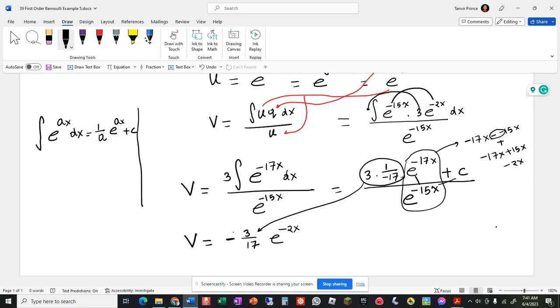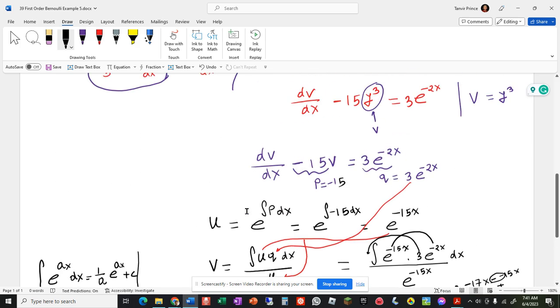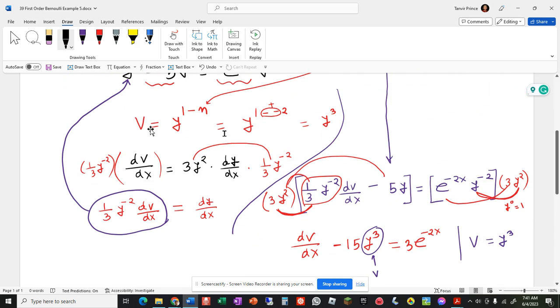And of course, I have to also distribute this e to the negative 15x below c. So that will actually be c e to the power 15x. And I move this e to the negative 15x on the top, so that will be e to the positive 15x. Now I replace v by y cube because my v is y cube, right? v is equal to y cube.